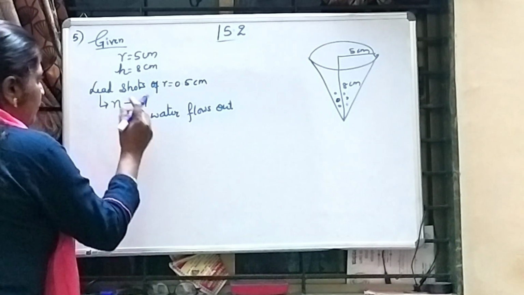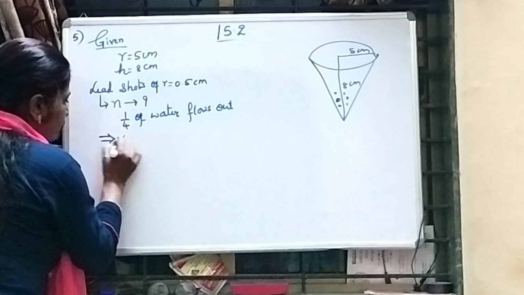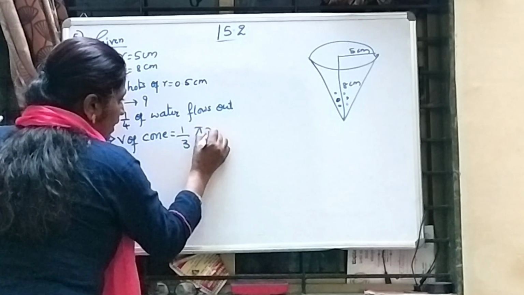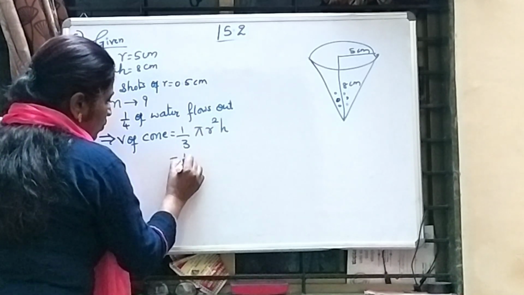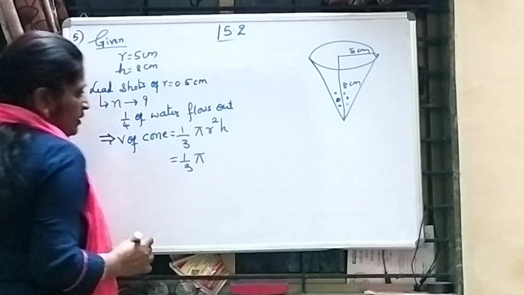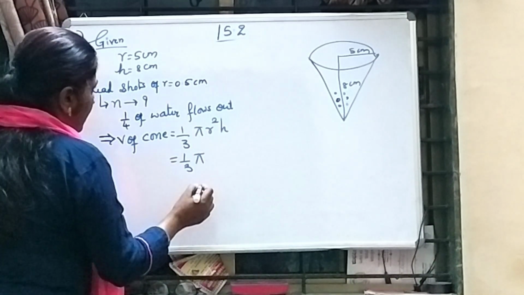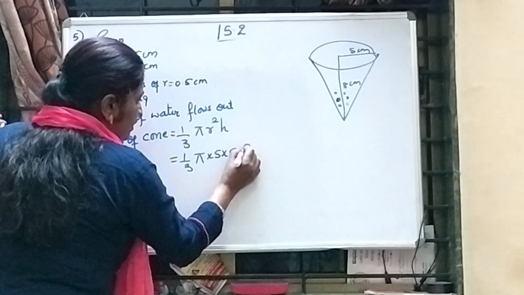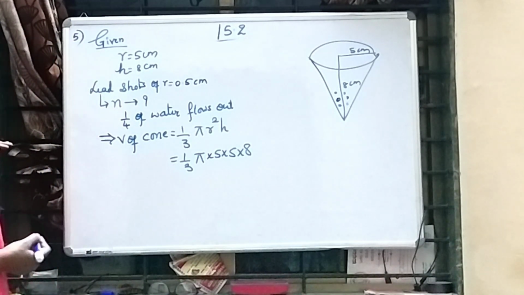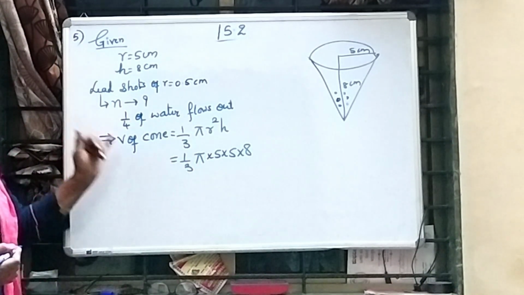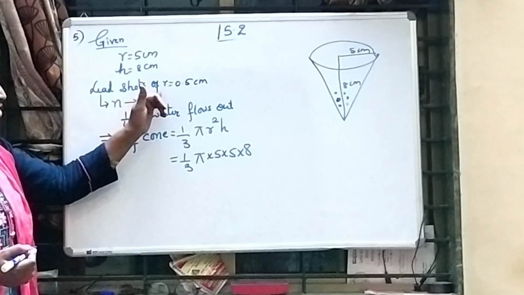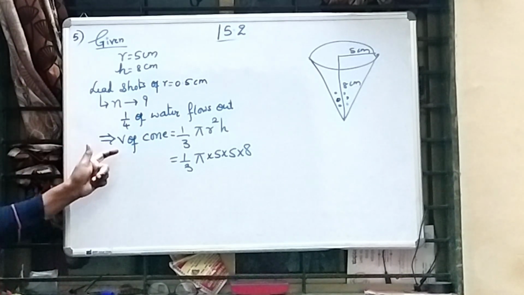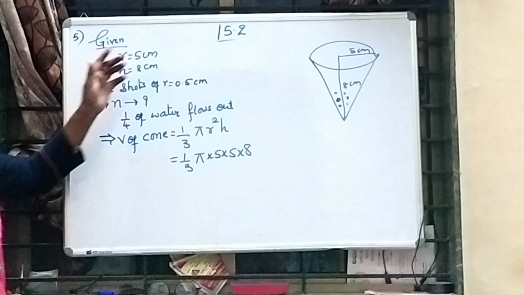So we'll start. First we write the volume of cone is equal to 1 by 3 pi r square h. We'll keep 1 by 3 pi as it is because next we may cancel them directly. Radius is 5 square, that is 5 into 5. Height is 8. This is the volume of the cone. We are not going to find the exact value because we also need the volume of a lead shot, so there are chances of cancellation. So we'll keep it as it is.